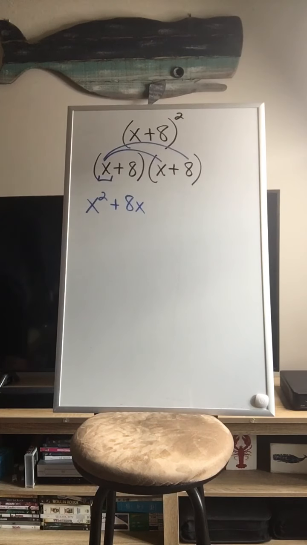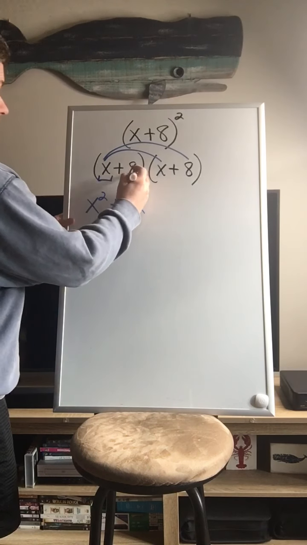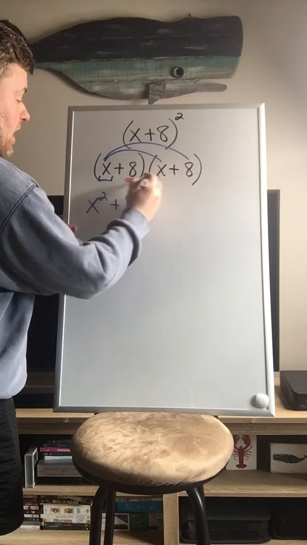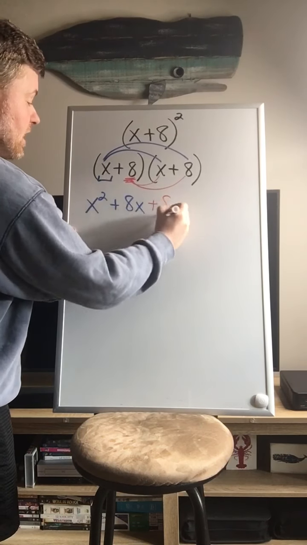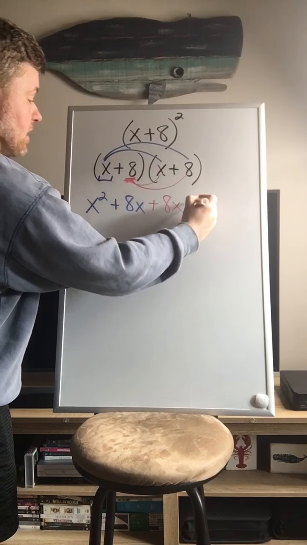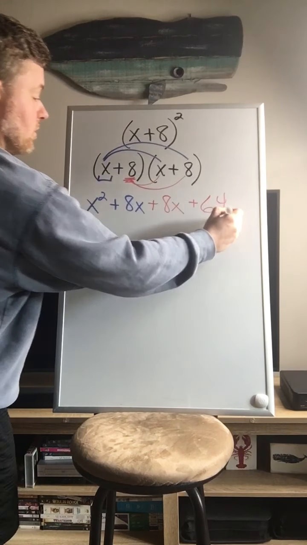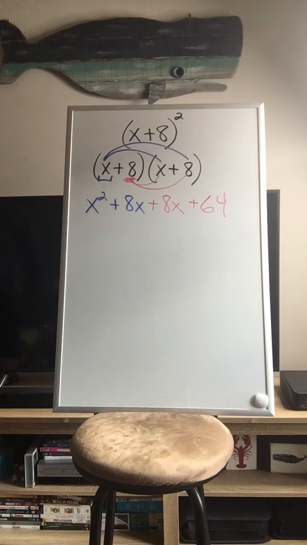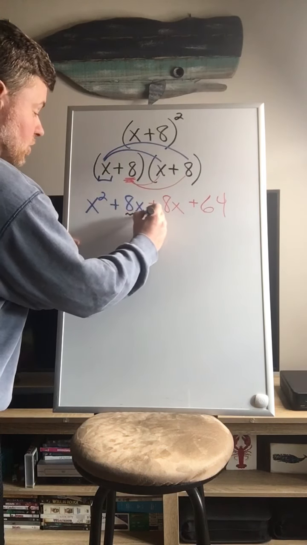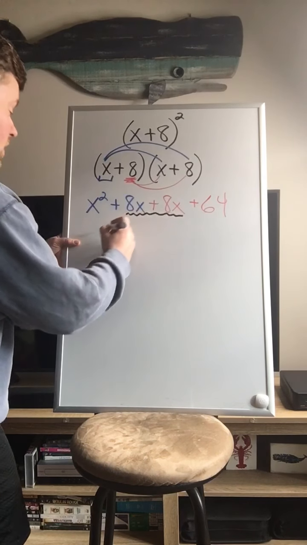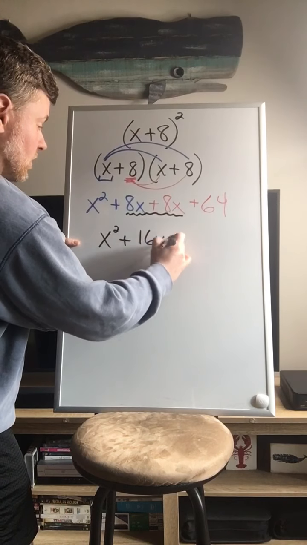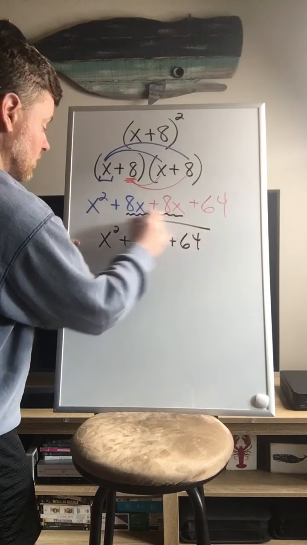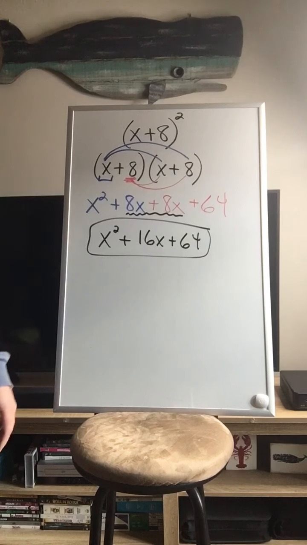And then I do the same thing over here. I take the 8, and I distribute it to the x, and I distribute it to the 8. So 8 times x is 8x, and 8 times 8 is 64. So my final answer after I combine the middle terms, as we've been seeing you can usually do, is x squared plus 16x plus 64.